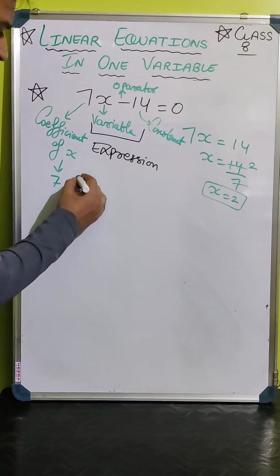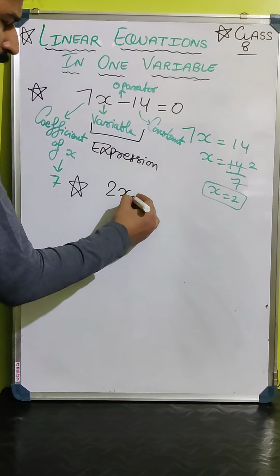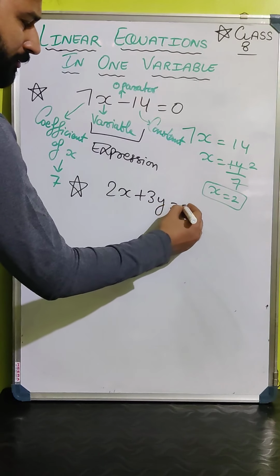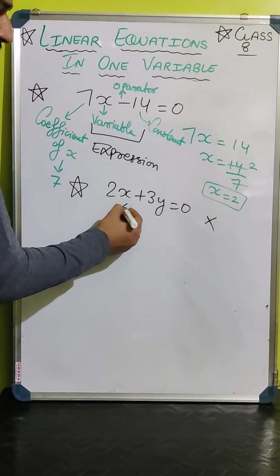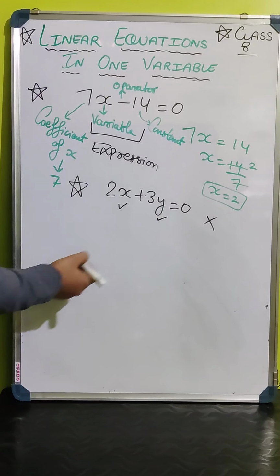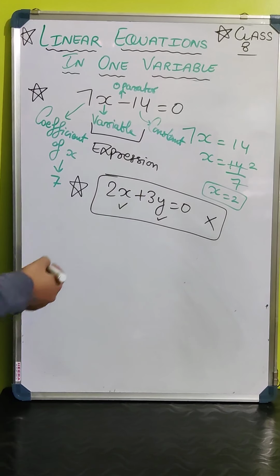Now if I write here, as we have discussed earlier also, 2x plus 3y equals 0. This is not a linear equation. Why? Because it has two variables. They are using two variables. So this is the main reason this is not a linear equation.